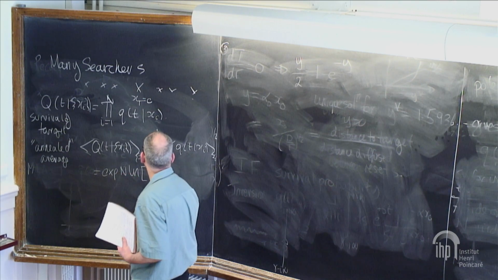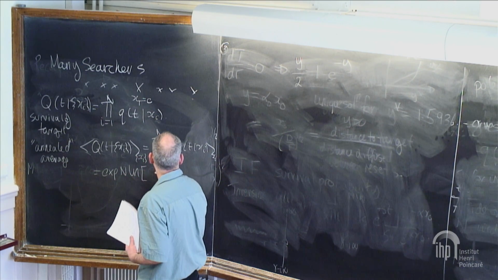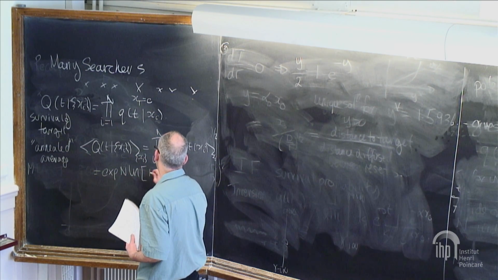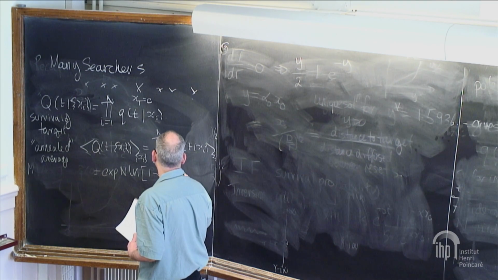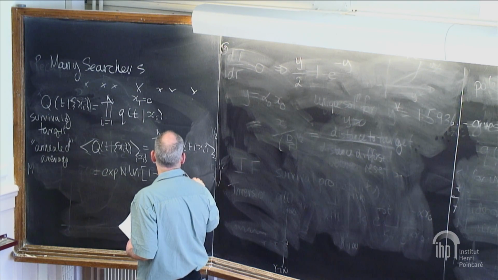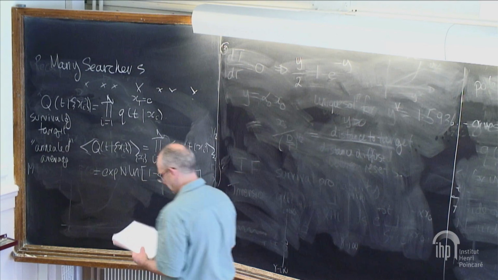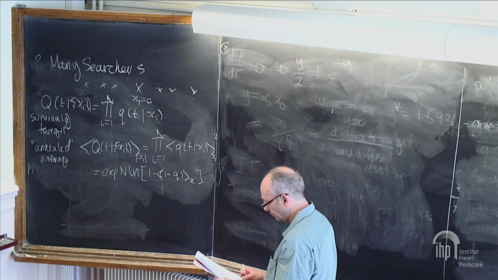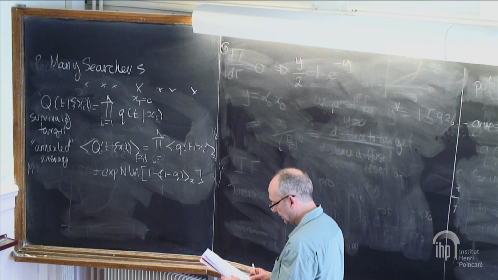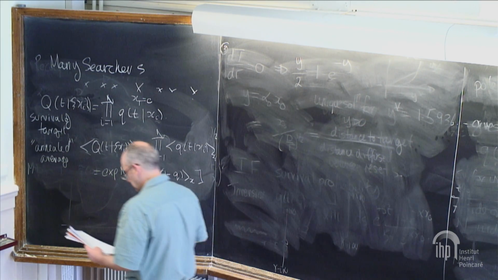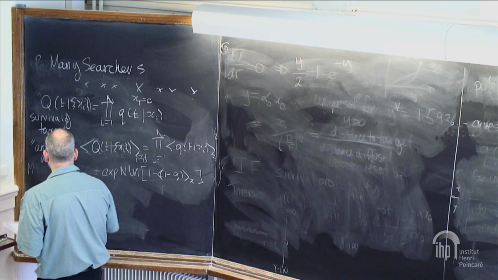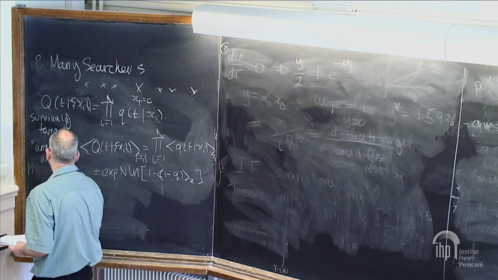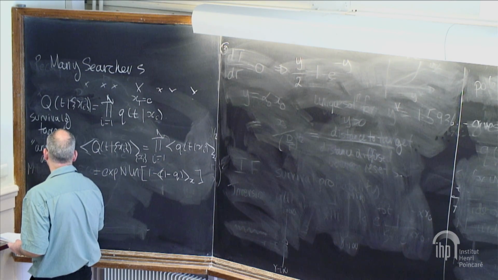So what have we got? Exponential n. Then I want to write it as log. The trick is to write it as 1 minus 1 minus q, and I can put the average over x there. Okay, so the average of q.